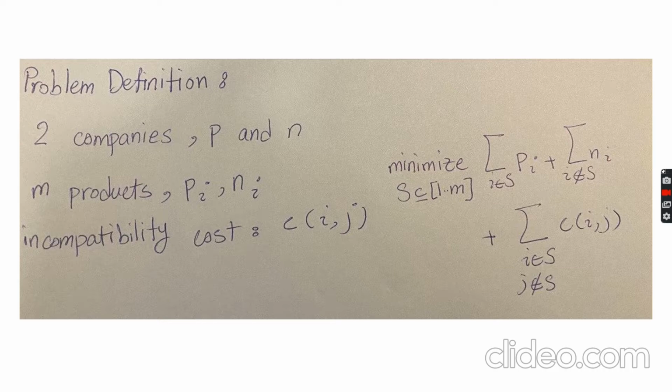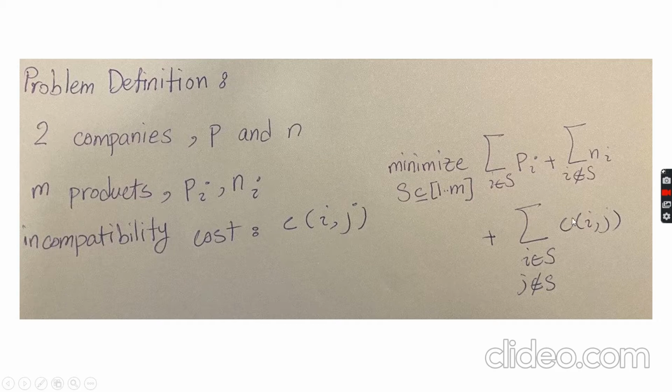But there is also this: if you buy some product i from company P and some product j from company N, then you have to pay an incompatibility cost. So you would rather buy the cheaper item, obviously, but if you keep buying different items from different companies, then you would have to pay this cost C.